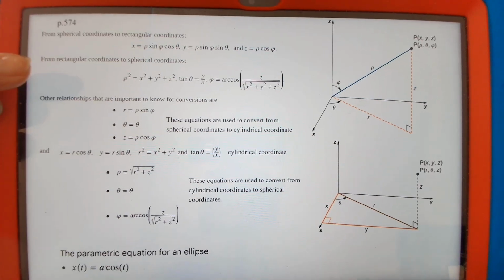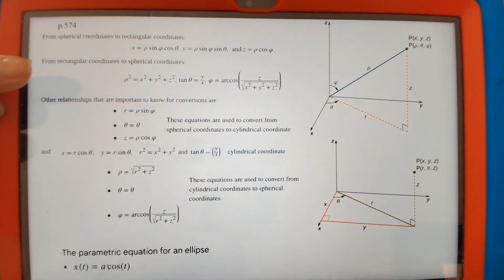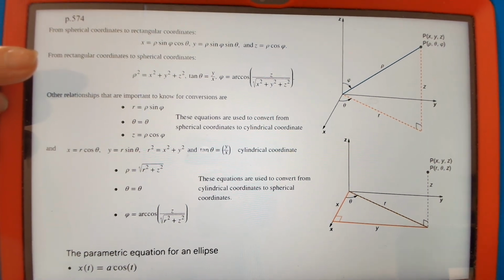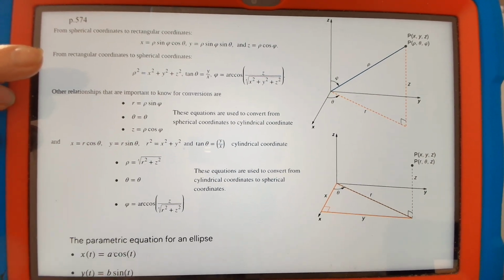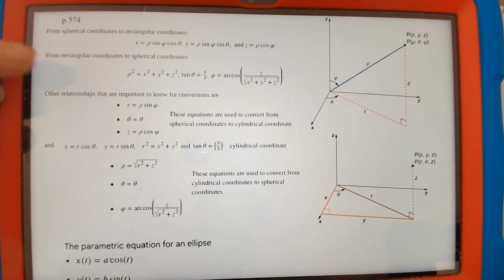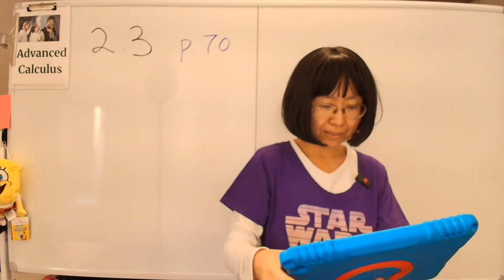There's phi, which goes down from the z-axis, and then theta starts counting from the x-axis. And rho is the length, okay? And then the conversion goes something like that. And that should be good enough.